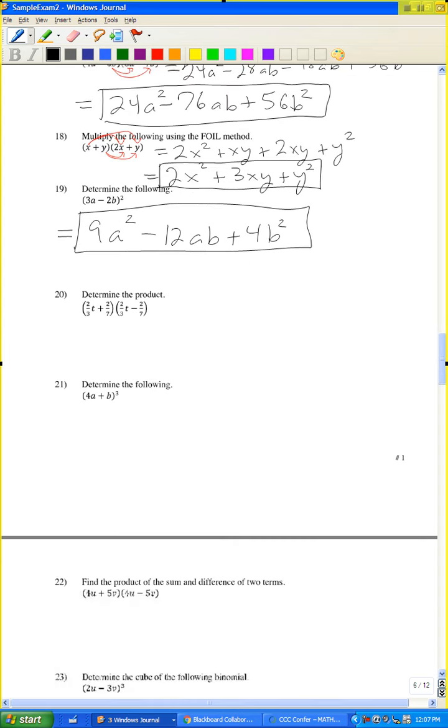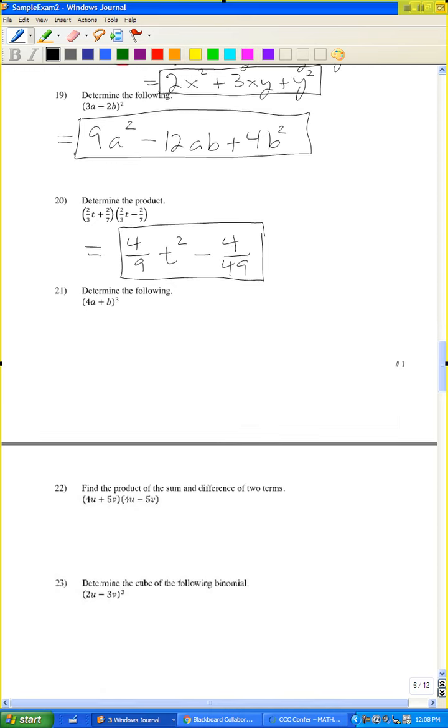Let me do problem number 20. This is again a special product formula. It's the product of the sum and difference of two terms. 2 times 2 is 4. 3 times 3 is 9. T times t is t squared. Positive times negative is negative. 2 times 2 is 4. 7 times 7 is 49. And that is your answer.